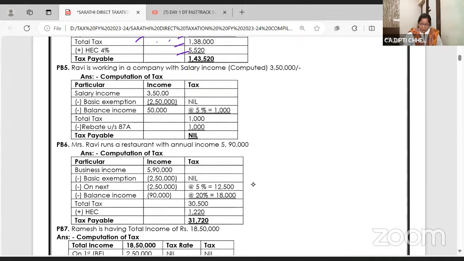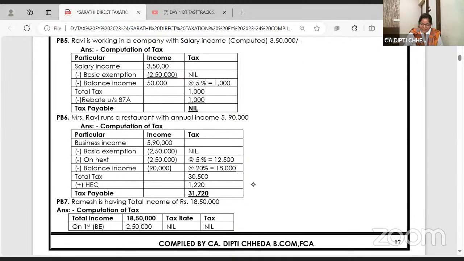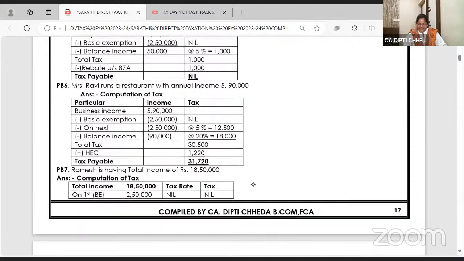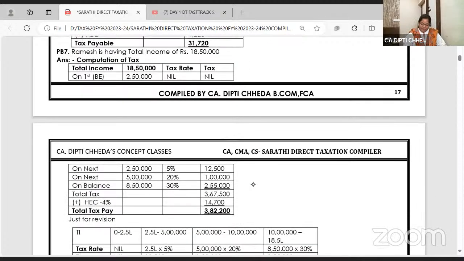So like this, these problems are not hand-picked, they are handmade. When I give the class problems and ask them to solve on their own, this is how the answer comes. Face-to-face students do not have the compiler. They have to solve each and every problem in writing on their own. So like this, different tax rates are there.